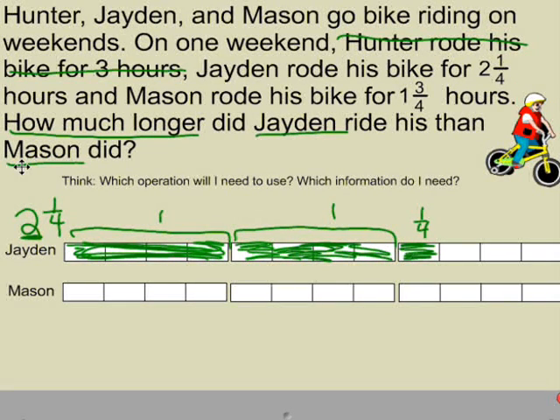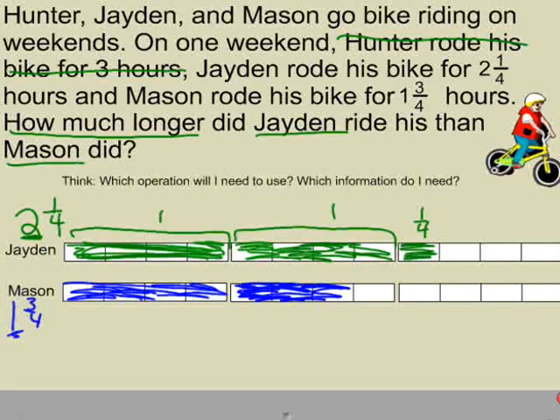Mason, however, rode his bike for 1 3/4 hours. So I have 1 whole that I'm going to shade in here, and I have 3/4 of another hour. So I'm going to shade in 3/4 here. So this is 1 whole, and this would be 3/4.